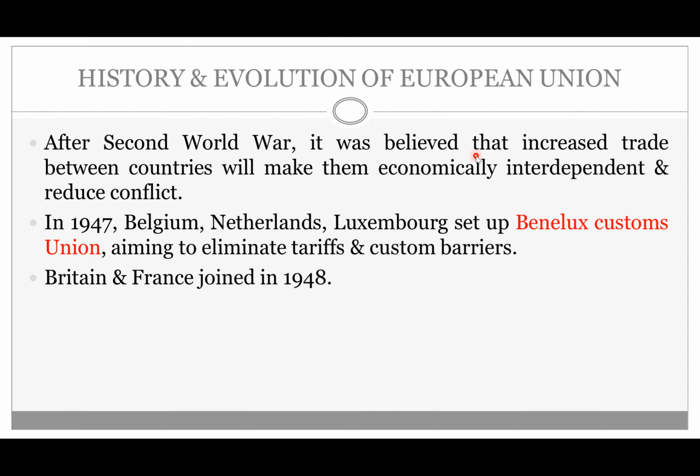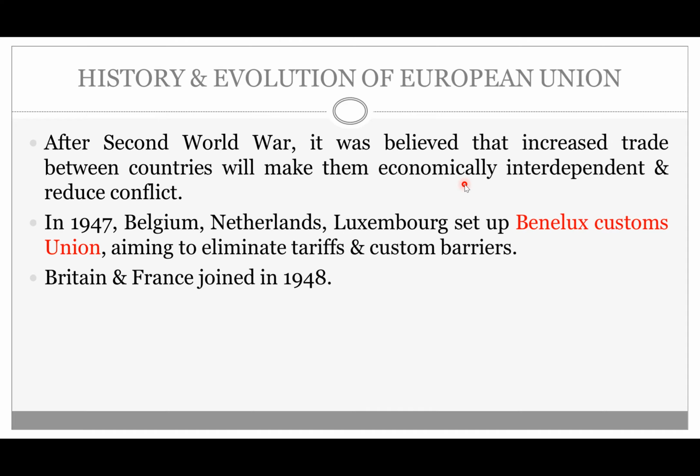And it was believed that increased trade between countries will make them economically interdependent. So if two countries, or 10 countries, are doing a lot of trade with each other, their economies are going to get dependent on each other. So if they engage in a war, their economies are going to suffer. So due to this, they are going to avoid any further conflict.